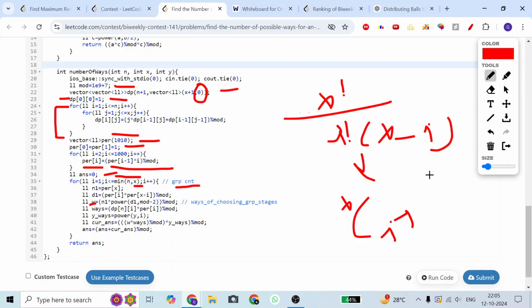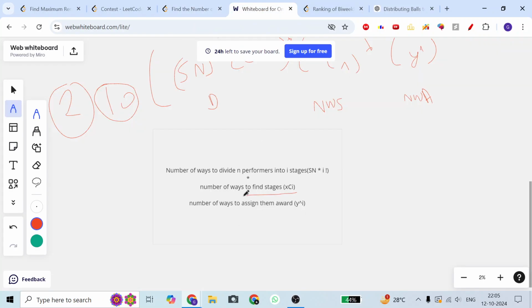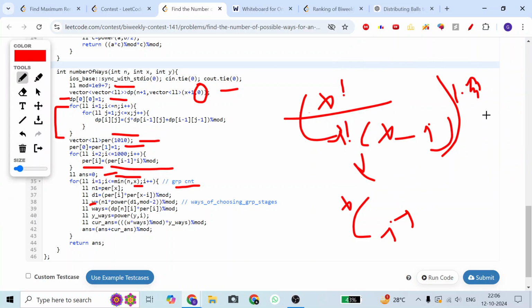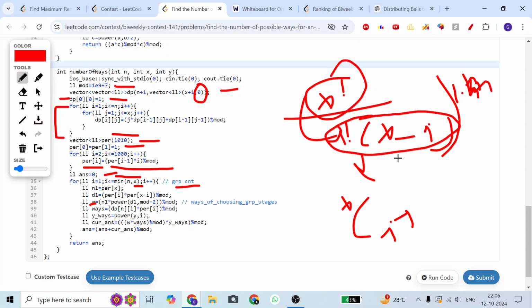Now what is this? The number of ways of choosing stages. This is my w. And now I need to find this modulo the mod. So I am finding the numerator divided by the denominator, modulo mod.